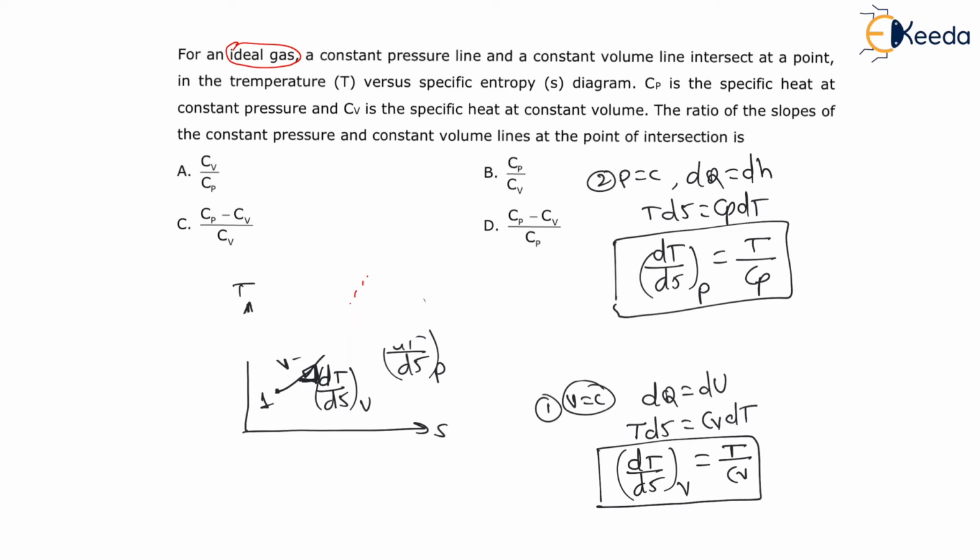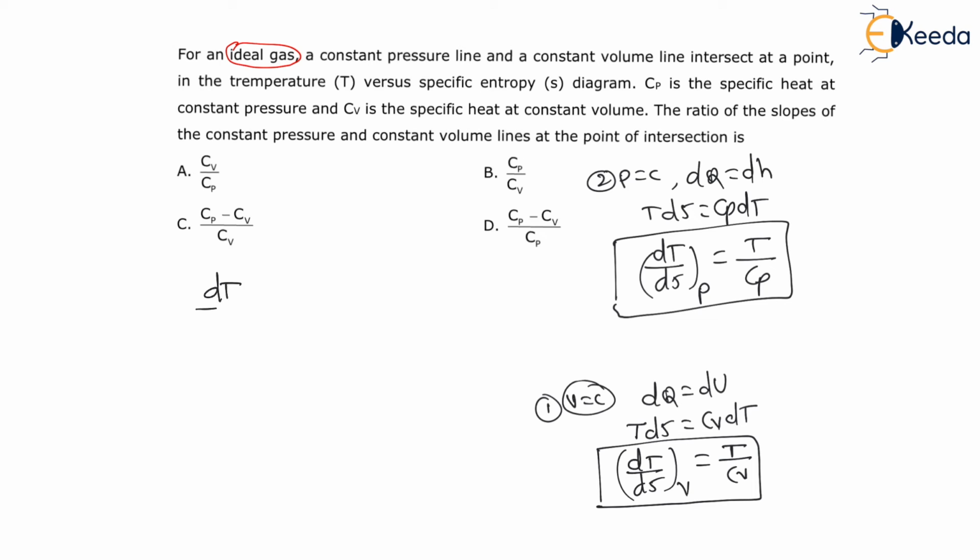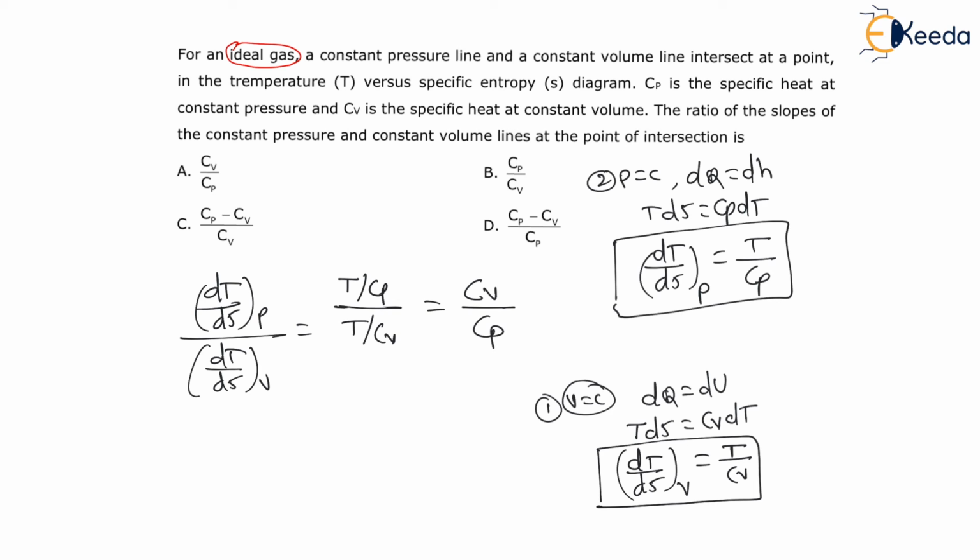Therefore, my dear students, if I find this ratio, that is, the question is here dT by dS at constant pressure divided by dT by dS at constant volume, this ratio will be equal to T by Cp divided by T by Cv, right? Therefore, this Cv will go up, temperature will get cancelled, and it will become Cv divided by Cp. Therefore, look at the options, you will find that option A is the correct choice.